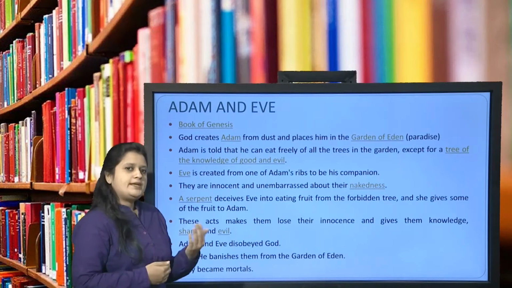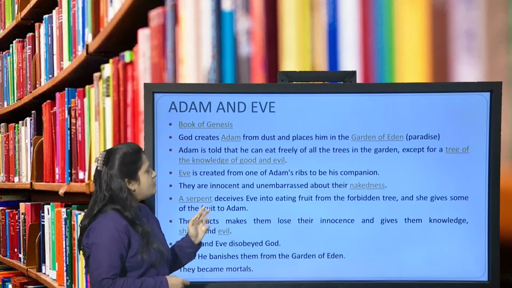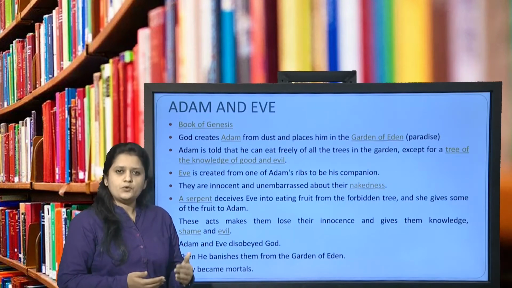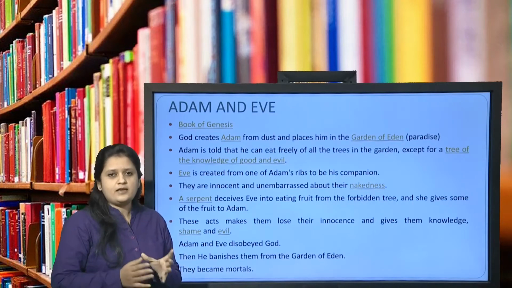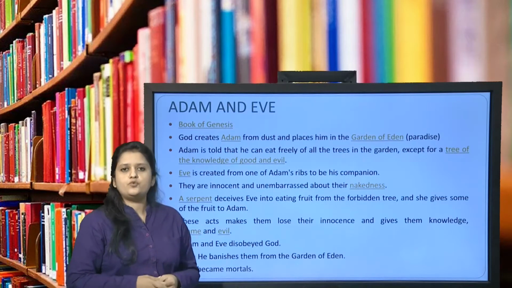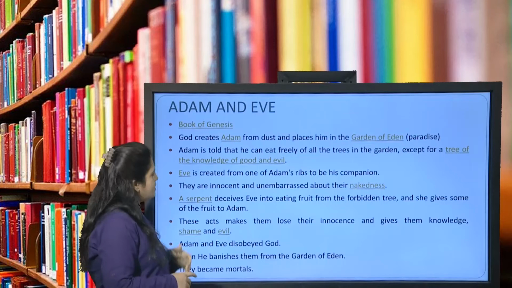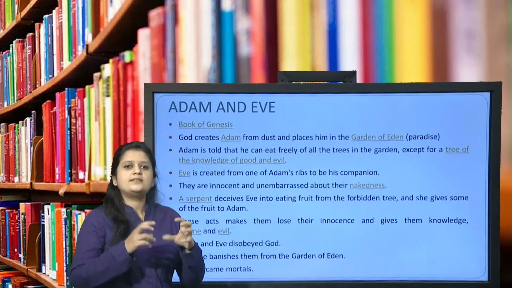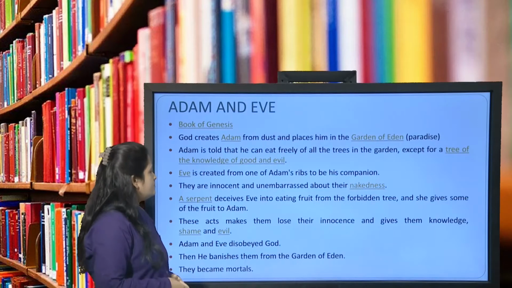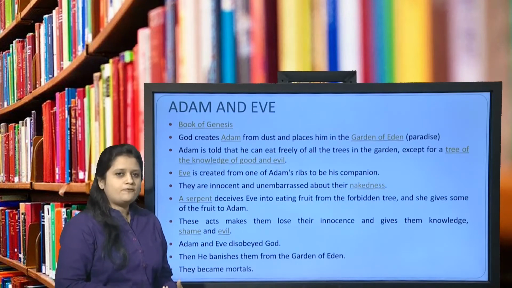Eventually it so happens that a serpent tempts Eve into eating fruit from the forbidden tree. Now, they had all their freedom, all their innocence. They were enjoying their stay in the Garden of Eden, a paradise of God's kingdom. The only thing they were forbidden to do was to eat from the tree of knowledge and the fruit that the tree yielded. But it so happens that a serpent, that is Satan in the form of a serpent, deceives Eve, tempts Eve into eating the fruit. And what happens next? Eve tastes the fruit and gives some of the fruit to Adam also.